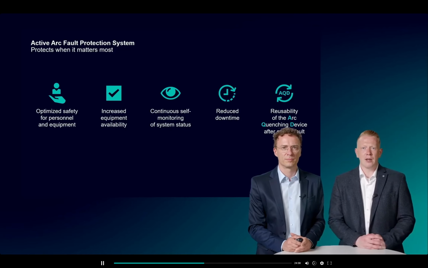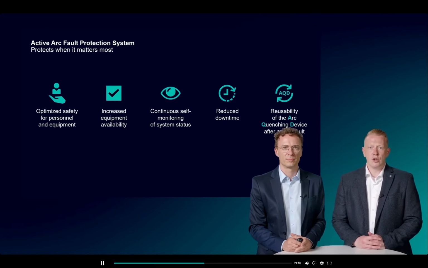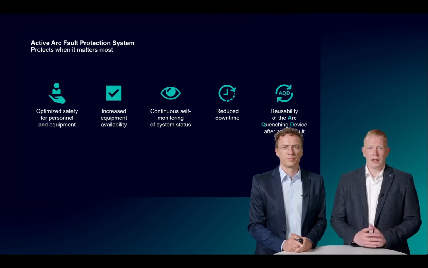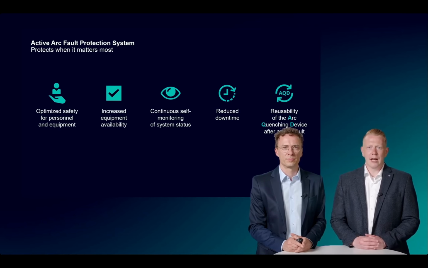You cannot continue operation for seconds, even for minutes, but you must find the fault. Additionally, it offers higher plant availability due to its continuous self-monitoring of condition. Furthermore, the resettable type of system reduces downtime. And with that, we have come to the additional unique selling point of our active arc protection system: the reusability of the arc fault mitigation device after an arc fault.